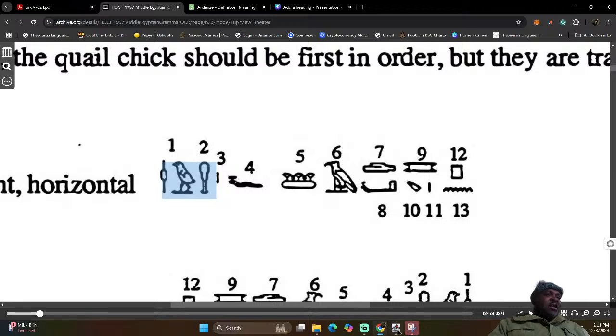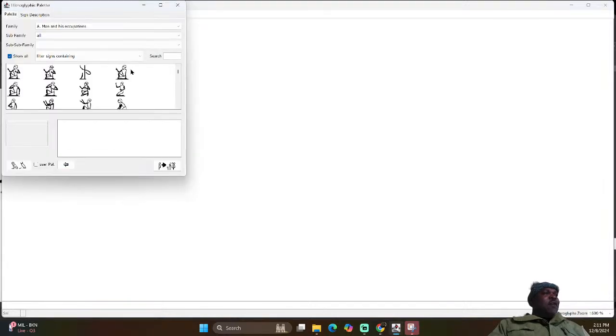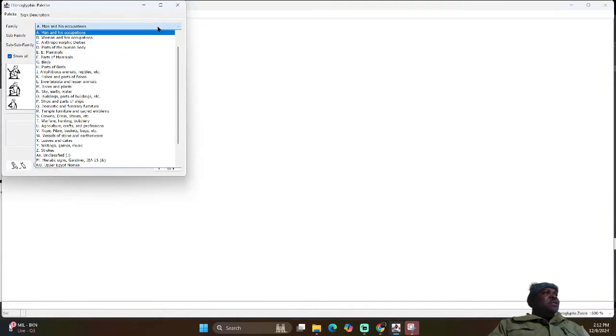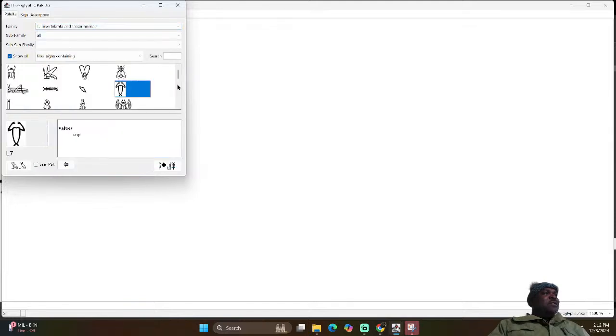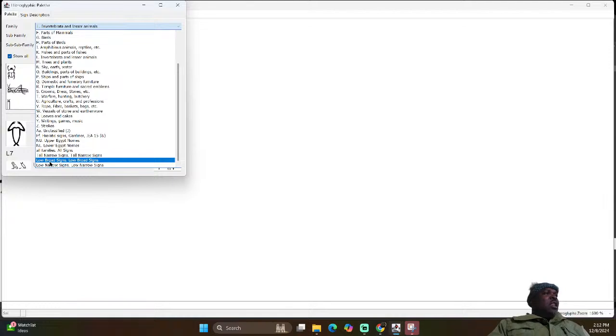Now let me show you something in JSesh. I'm not just making this up. If I open this up and go to hieroglyphs, and then I open this up and come to the bottom, what is it going to say? Hold on. It says low, that's what I should have said. It says tall and narrow signs and low and broad signs. Low and narrow signs.